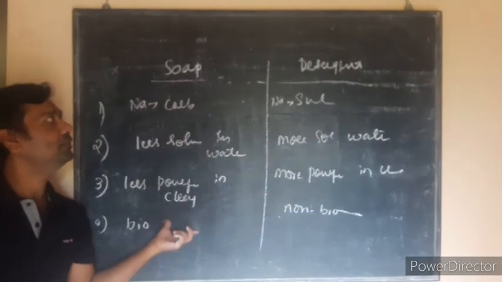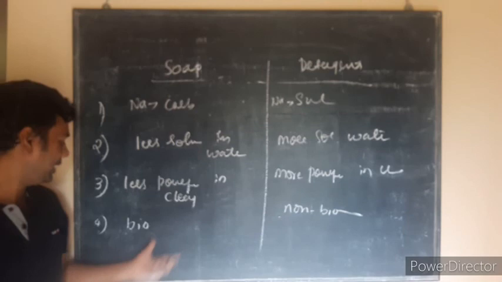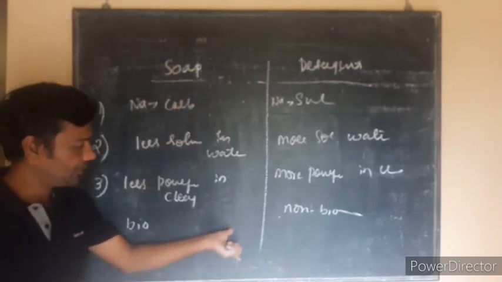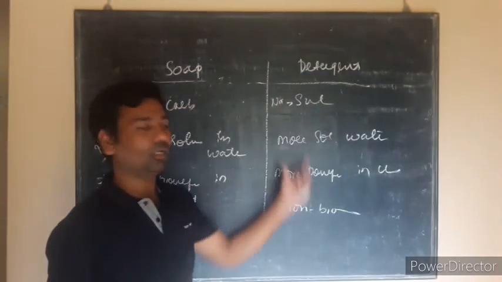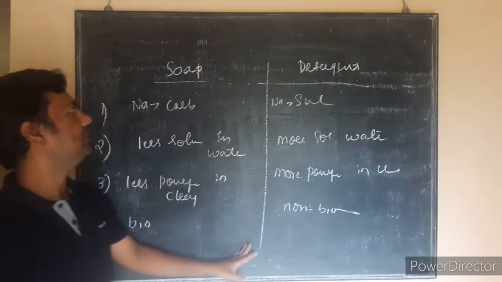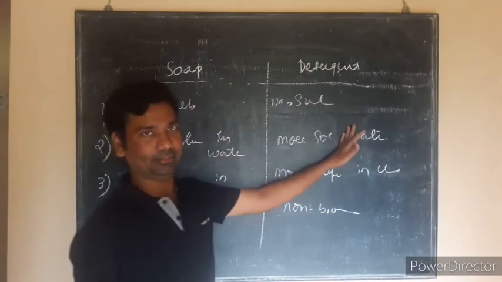Only a small amount of detergent is required to clean the clothes. Here a large amount of soap is required to clean the clothes. You can make it the fifth difference. These are some differences between soaps and detergents.